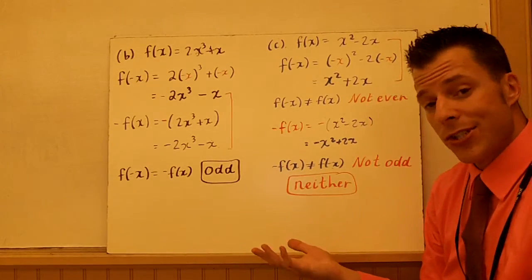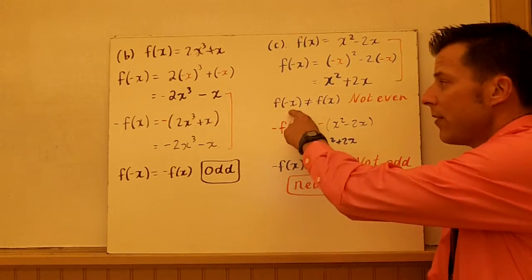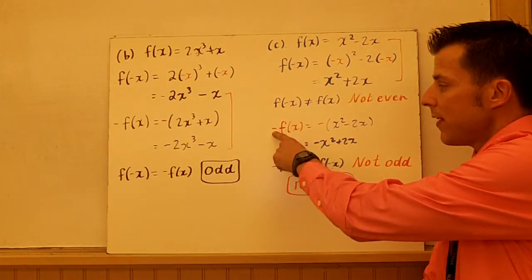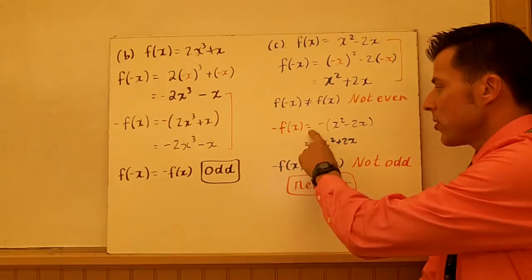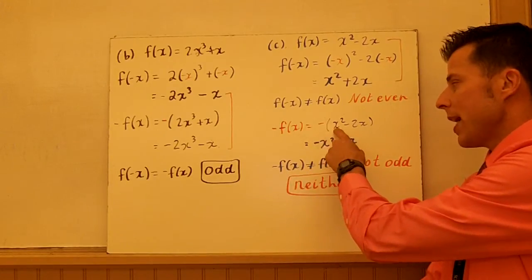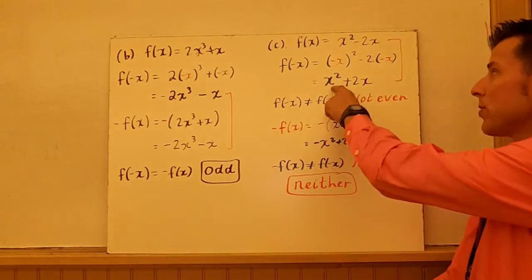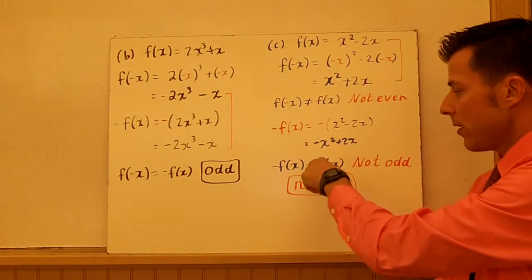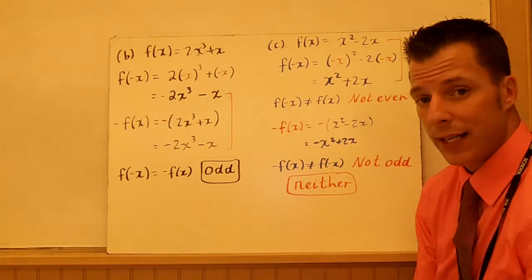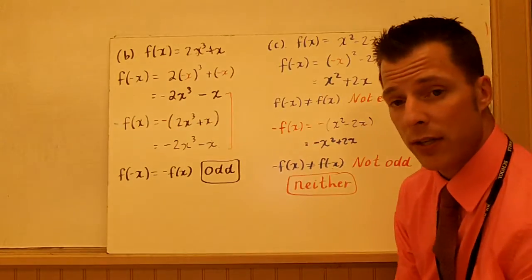Okay? Let's just see if it's odd. So I've already found f of negative x. Let's find the opposite of f of x. So I go ahead and do that, and you can see right away the opposite of x squared is negative x squared. That's not going to work out. The term here is positive x squared. So this function is not odd. This function is neither even nor odd.